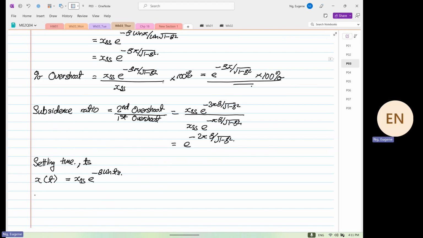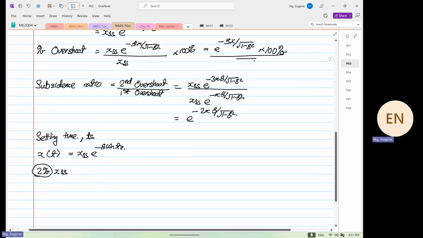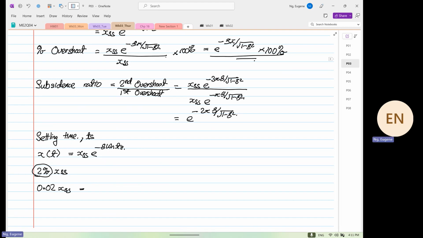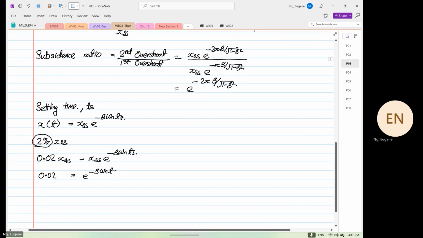So I want it to be 2% of XSS. Again, this is an arbitrary number. You want to put 5%, you decide. You want to put 10%, you decide. I'm going to use 2%. So when that's the case, I have 0.02 XSS is equal to XSS e^(-zeta omega n ts). So from here, we will have 0.02 is equal to e^(-zeta omega n ts). To get ts, we have to put natural log on both sides.